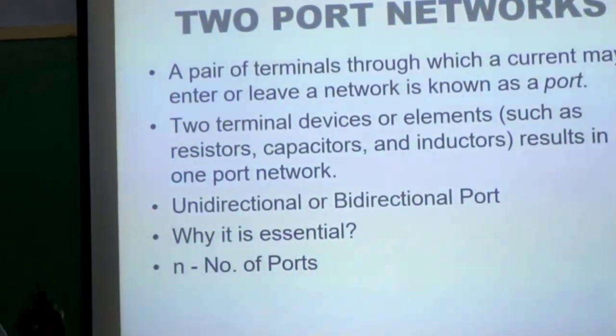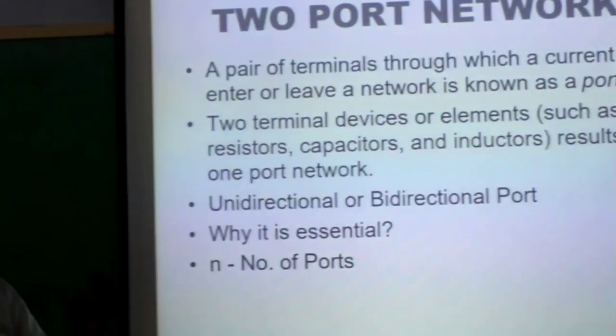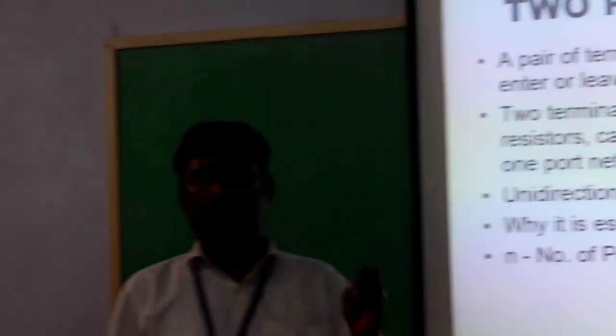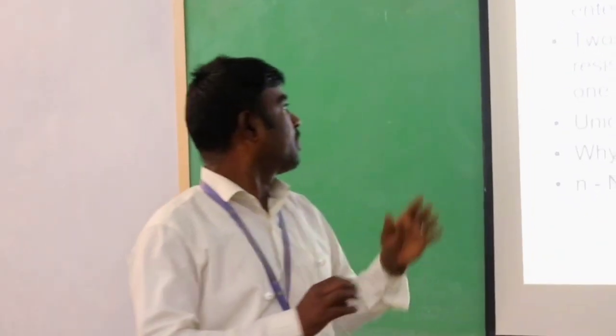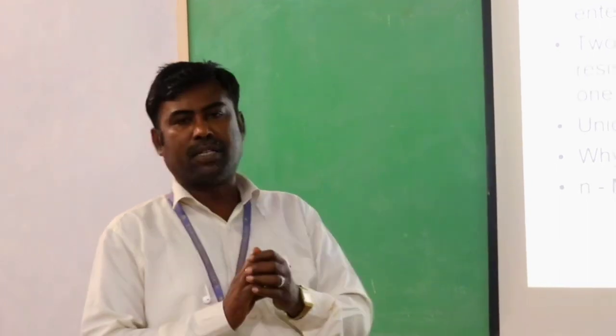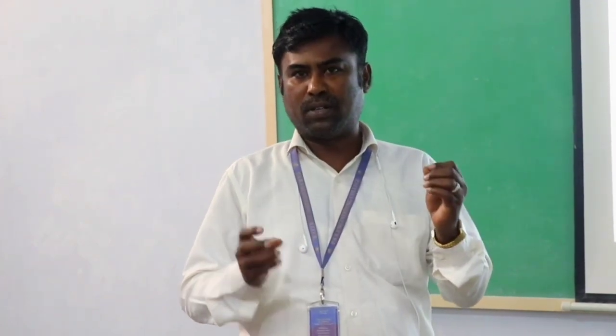A pair of terminals through which current may enter or leave the network is called a two-port network. Two-port network means elements such as resistors and capacitors are connected in series, parallel, or any other combination. Finally, we get some circuits. We give some input to the circuit and we get output from the circuit.